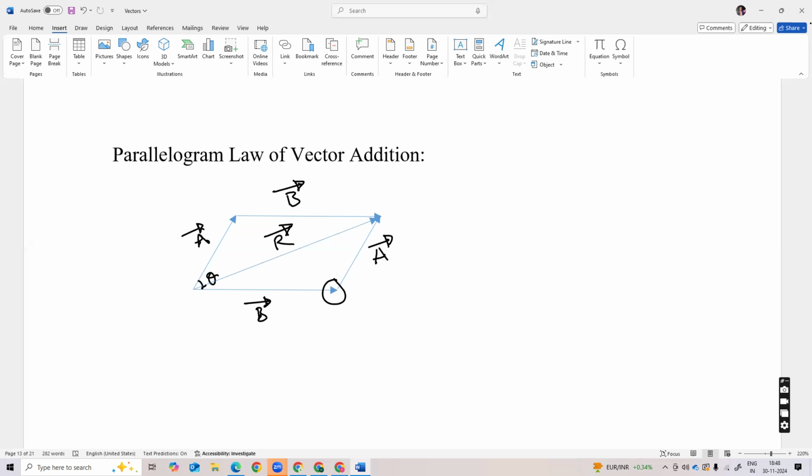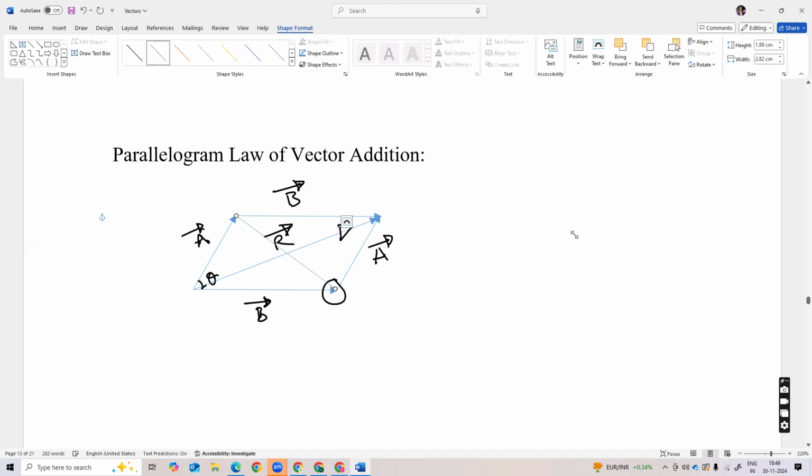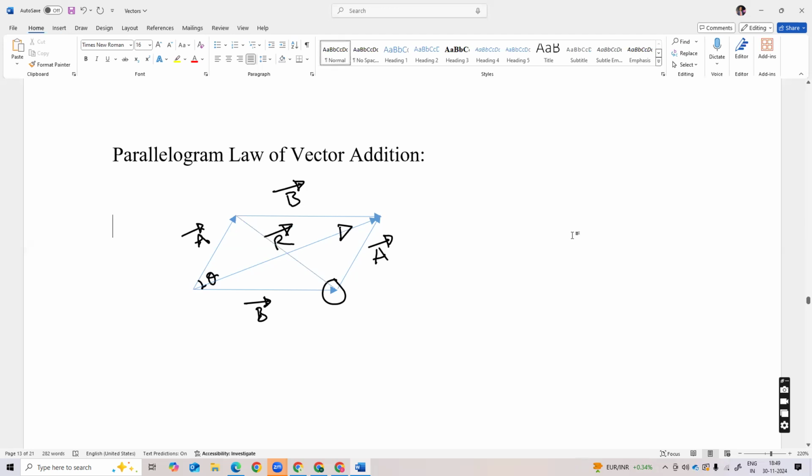see, this diagonal is a resultant and it is pointing in this direction, whereas the other smaller diagonal, this diagonal is basically representing the difference in these two vectors.